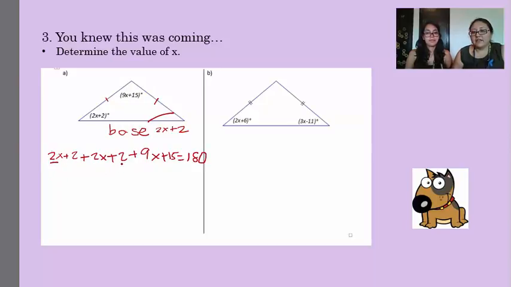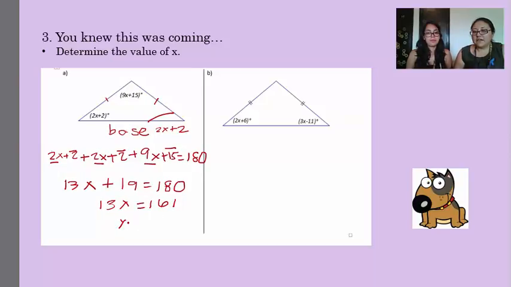So we combine like terms: 2x, 2x, and 9x would be 13x. And then we combine 2, 2 and 15, which would be 19. So 13x plus 19 equals 180. We subtract the 19 from the 180, which gives you 161. So 13x equals 161. Then you divide by 13 on both sides, and we have 12.38. Here we go.